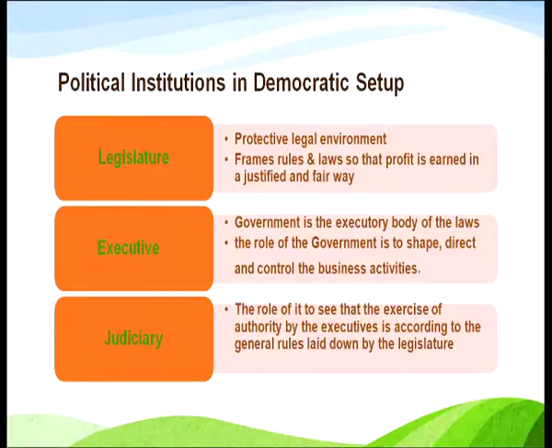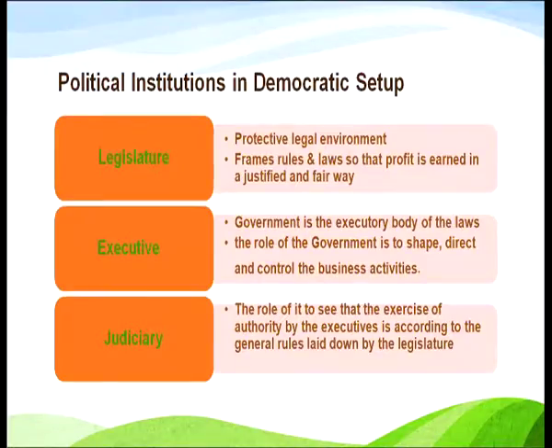Political institutions in democratic setup are legislature, executive, judiciary. These three political institutions work very effectively in any democratic setup. Let us discuss one by one. Legislature. Protective legal environment is provided by legislature. It frames rules and laws so that profit is earned in a justified and a fair way by the members of the society. Second is executive.